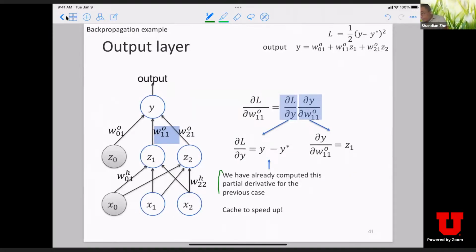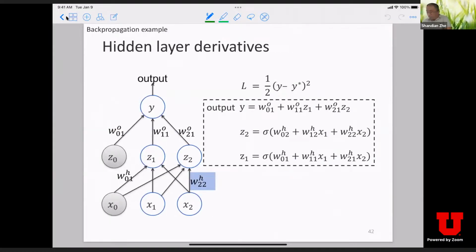As we just mentioned, partial L over partial Y has already been computed for the previous case, so we need to cache it to speed up. You see that the key idea of backpropagation is to smartly cache the previous results, so you don't need to recompute them again. Now we can follow the same procedure to compute partial L over partial W210. Now let us look at a little bit more complex case.